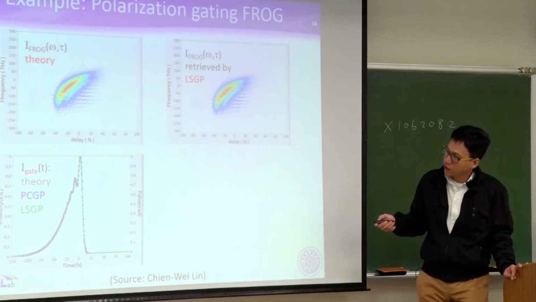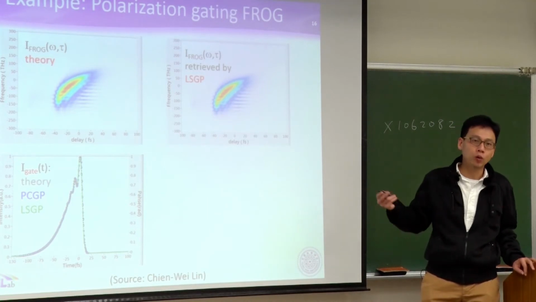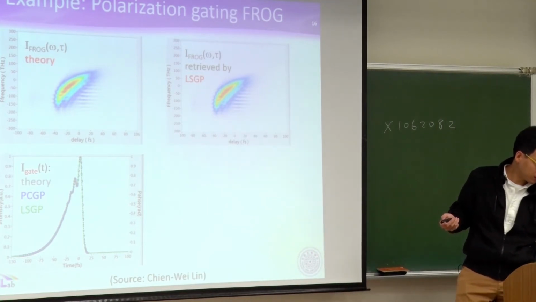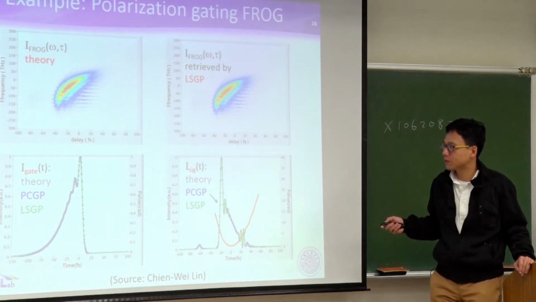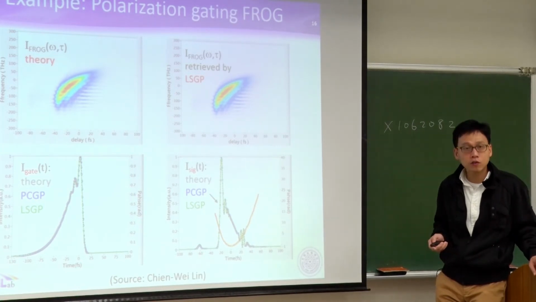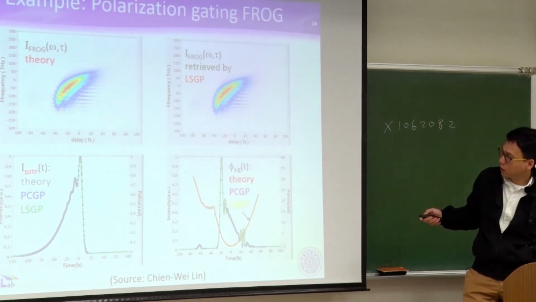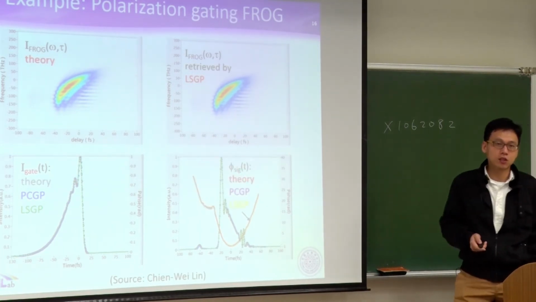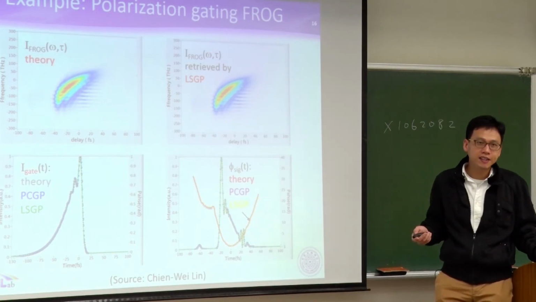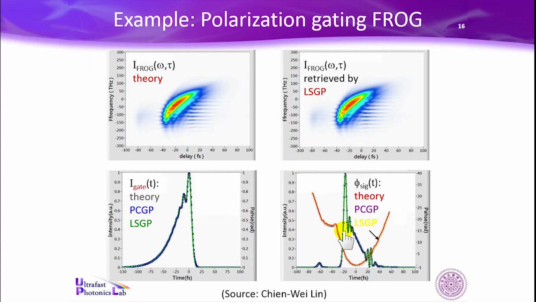So in this case, it looks like both PCGP and LSGP work well. This is the gate pulse, and this is the signal pulse here. In terms of temporal intensity, the three curves still overlap with each other pretty well, and the temporal phase curves also overlap with each other. So you might feel there is no big difference between using PCGP or LSGP at this point.